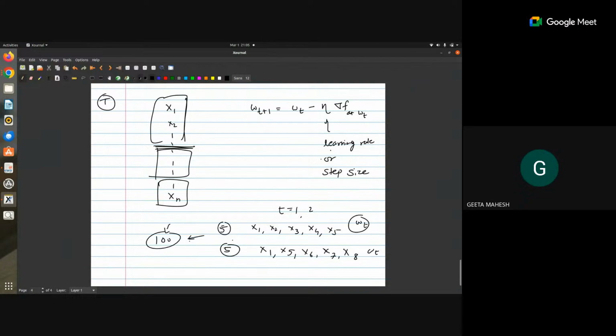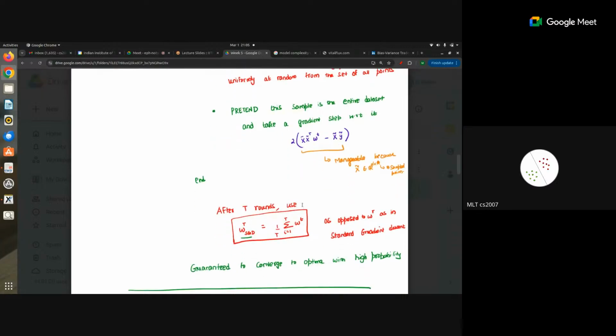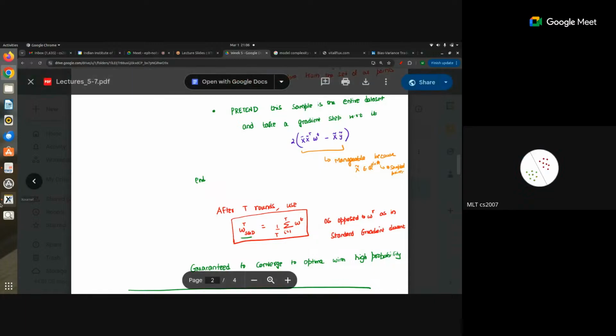The WT will be the previously obtained WT, and this will be WT plus 1, correct? No, right? It's also WT. Yeah, all WTs you will calculate, right? And then you take it for the capital T. Where is the descent, sir? Where is the descent then? Descent we'll do it later, na?